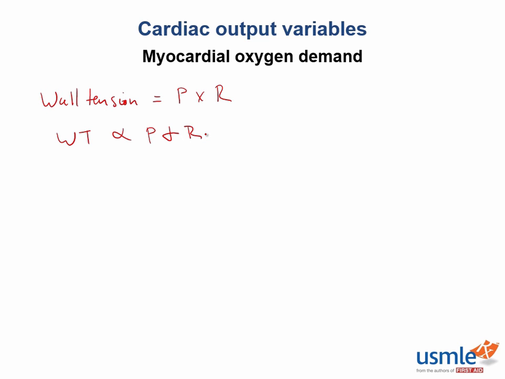So what exactly is this pressure? Well, this is the pressure required to fill the heart and is determined by the amount of blood within the heart, or preload, as well as compliance of the heart. Now how about the radius? Well, now the radius is also controlled by the volume of blood in the heart as well as how thick the wall of the heart is.